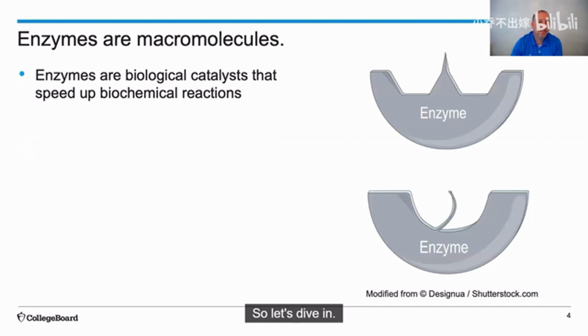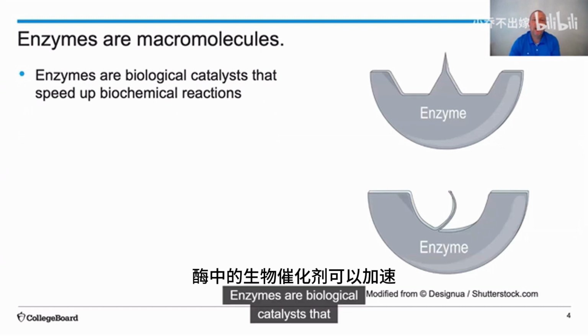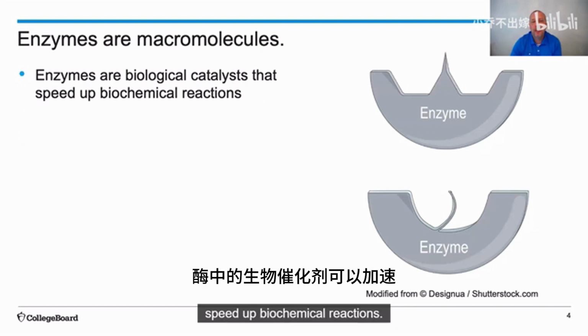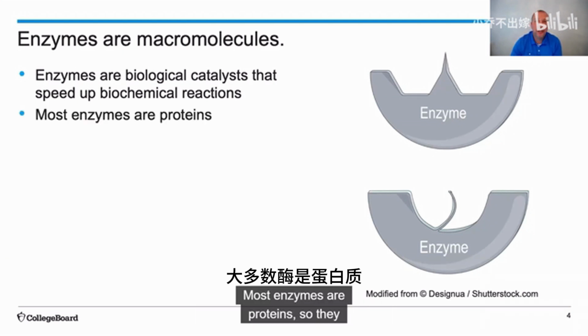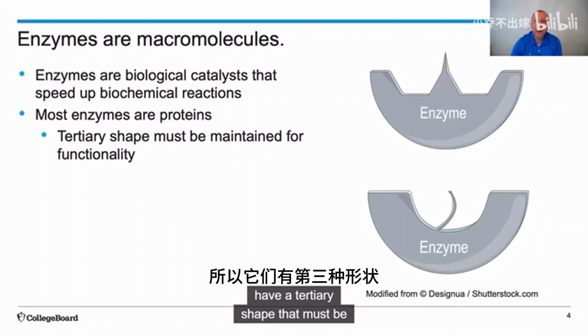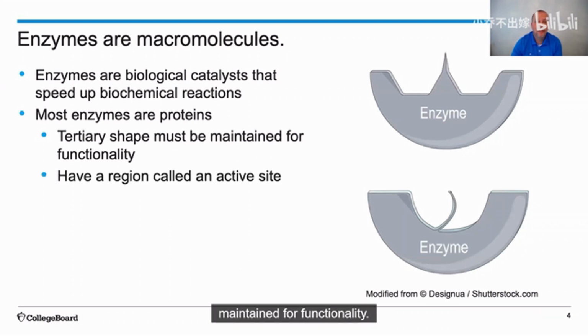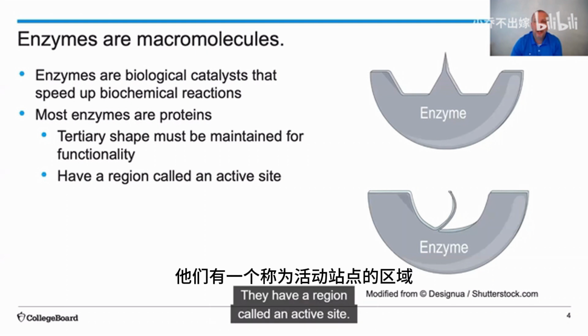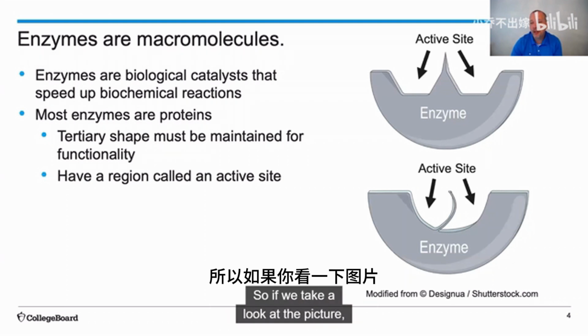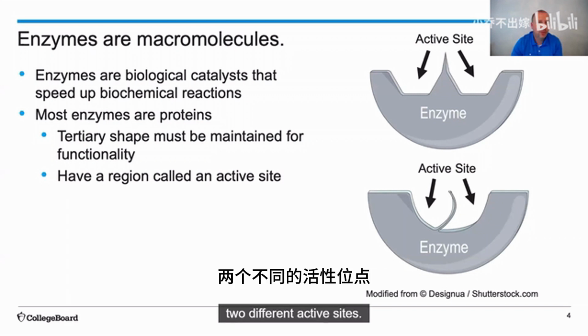So let's dive in. Enzymes are biological catalysts that speed up biochemical reactions. Most enzymes are proteins, so they have a tertiary shape that must be maintained for functionality. They have a region called an active site. So if you take a look at the picture, you'll notice two different enzymes, two different active sites.